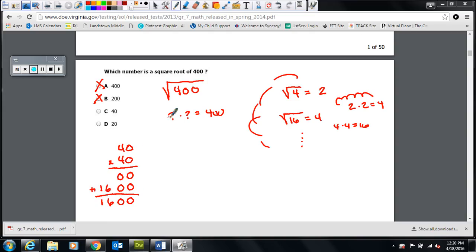That's not what I was looking for. I was looking for 400. So that's not a possibility either. So the last value, the 20, must be correct. And you could always check it the same way we just checked the 40 times 40 by multiplying these two together, and you would discover that 20 times 20 does indeed give you 400.